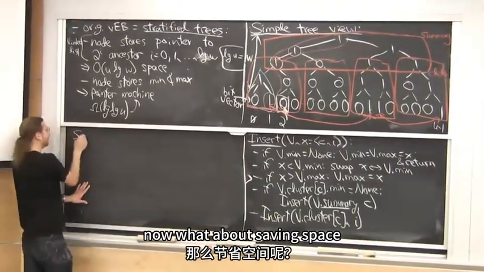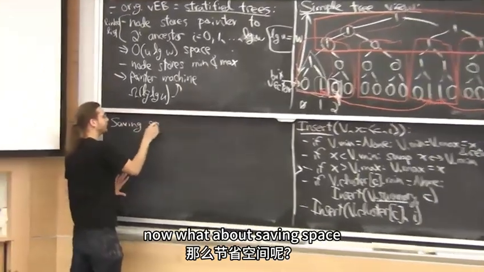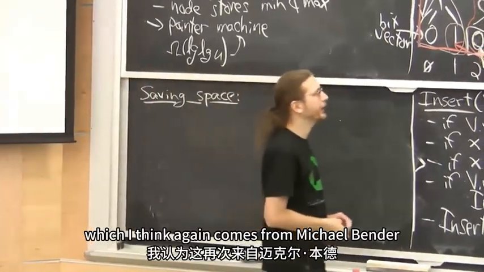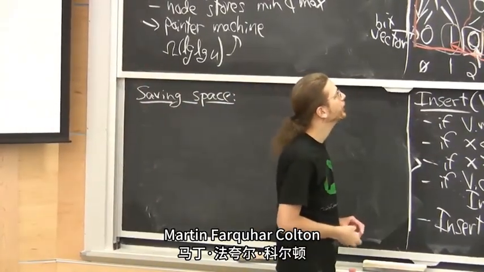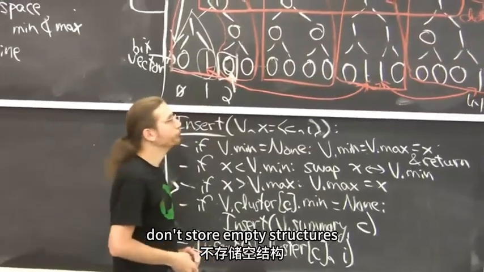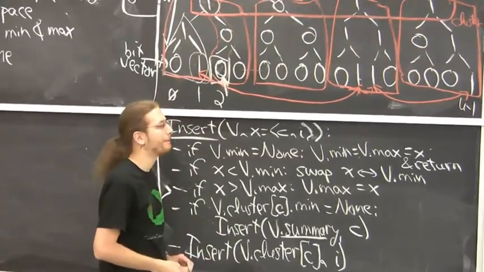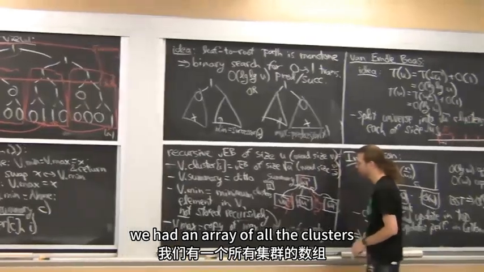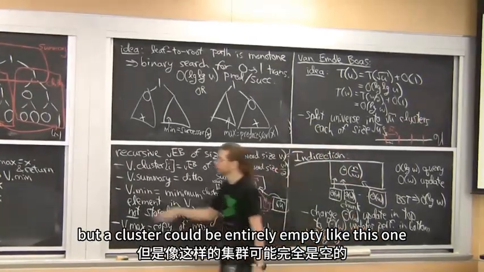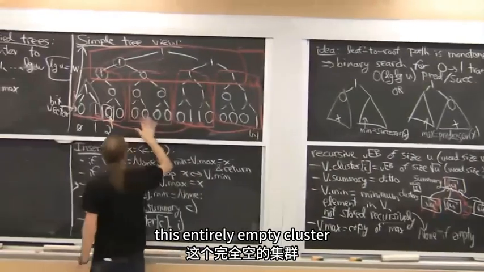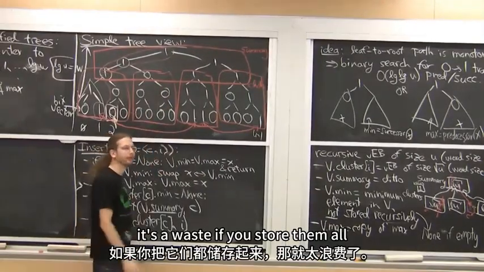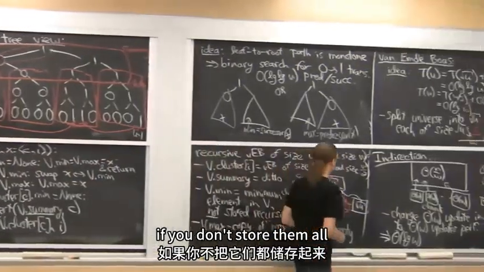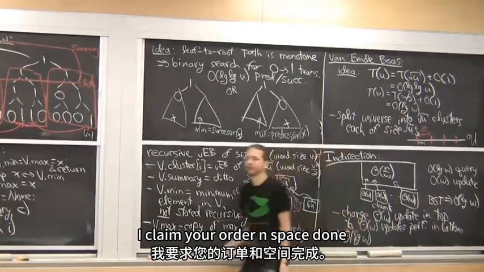Now, what about saving space? Very simple idea, which I think again comes from Michael Bender, Martin Farach-Colton. Don't store empty structures. In this picture, we had an array of all the clusters, but a cluster could be entirely empty, like this one. This is an entirely empty cluster. Don't store it. It's a waste. If you store them all, you're going to spend order U space. If you don't store them all, just don't store the empty ones, I claim you get order N space. Done.